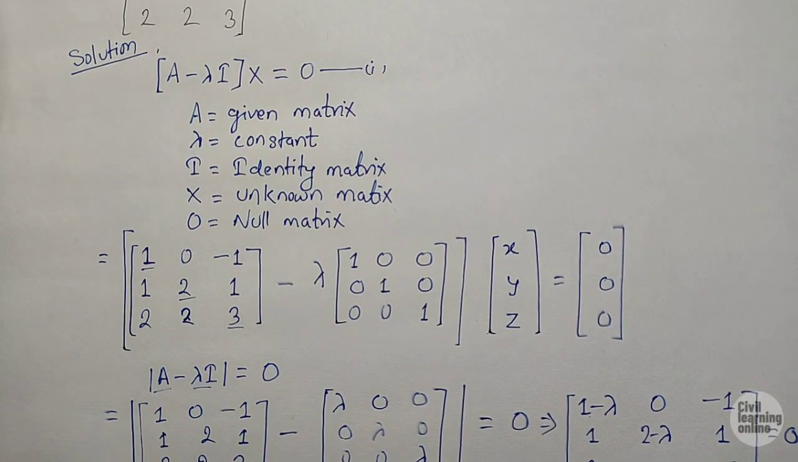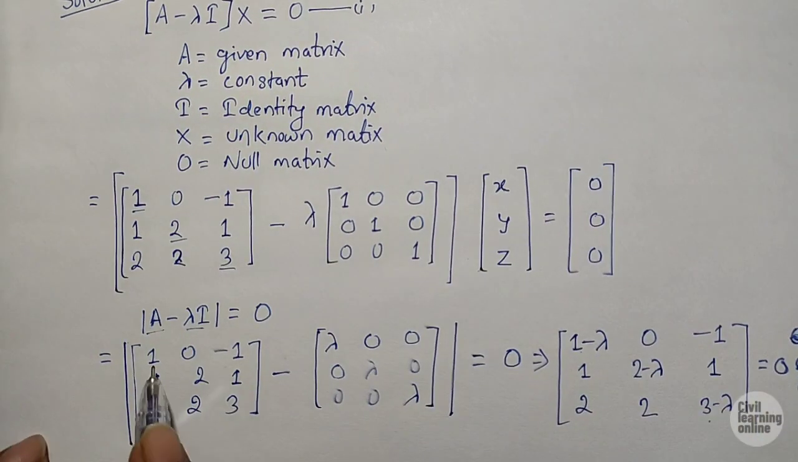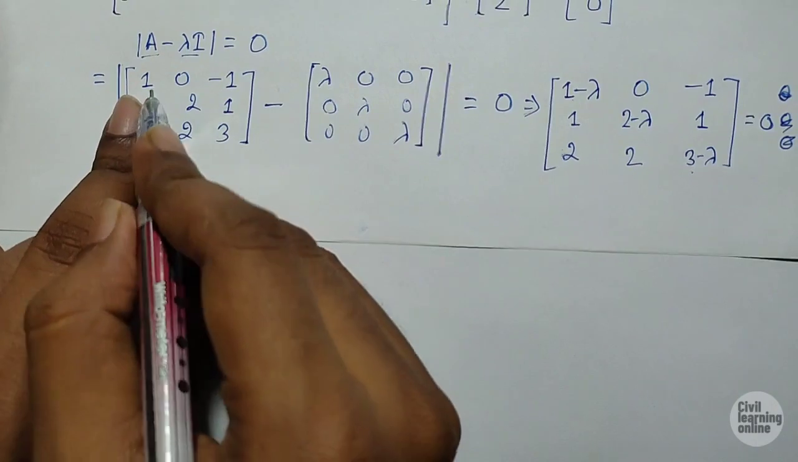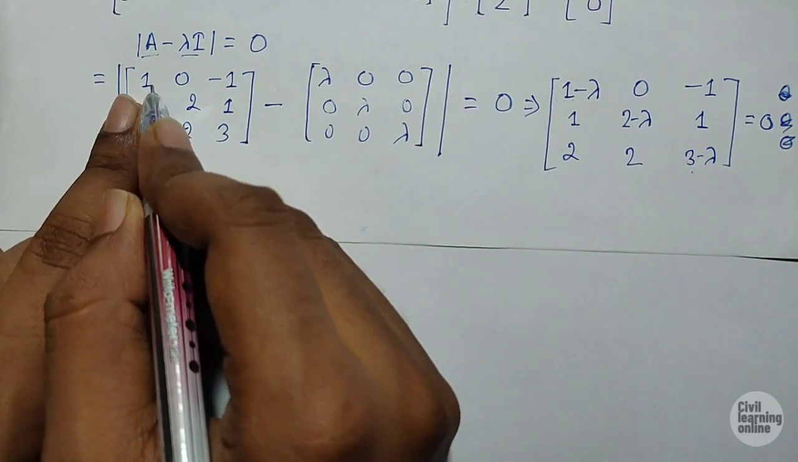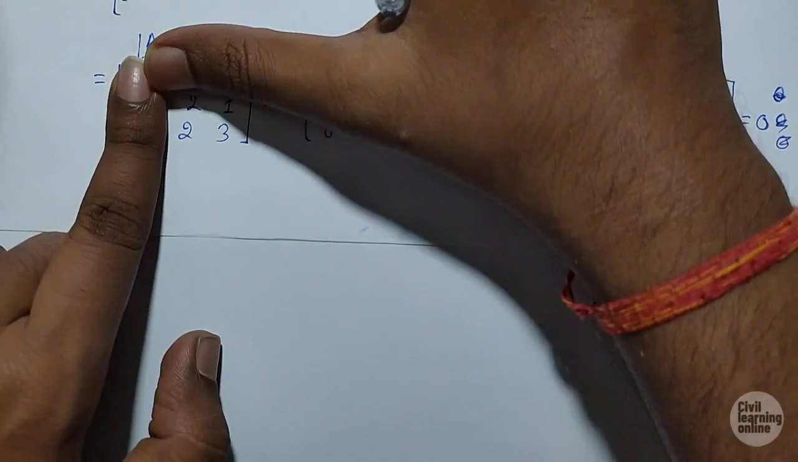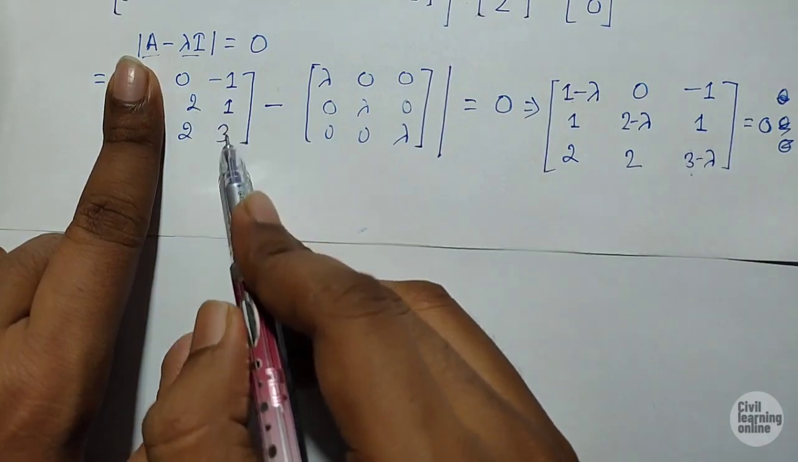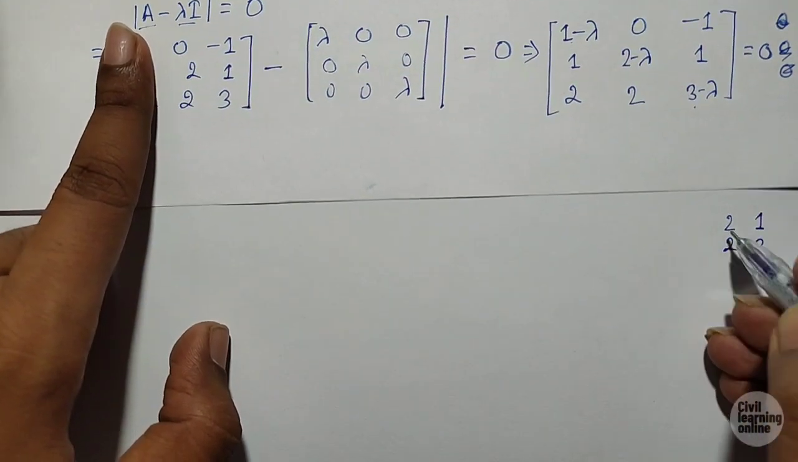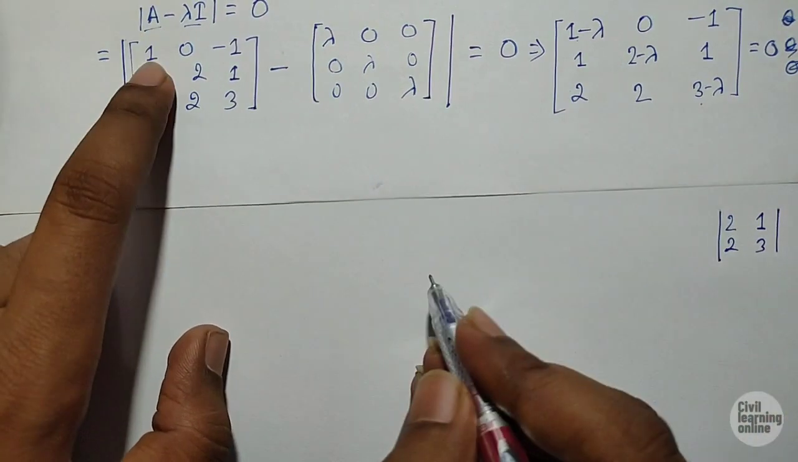So guys, see here how we can find the minors of these three diagonal elements. Now see here, if we consider this diagonal element 1, then cover this and this, then the remaining is 2, 2, 1, 3. This is going to be the minor of 1.